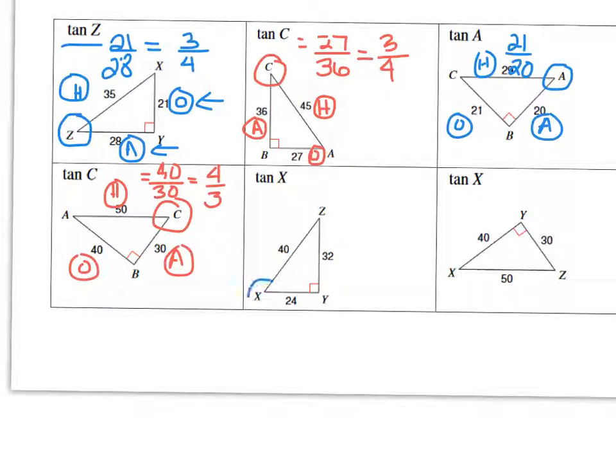Tangent of angle X, hopefully you realize that 32 is the opposite, 24 is the adjacent, 40 is the hypotenuse. So the tangent ratio is going to be that opposite leg, which is 32, over the adjacent leg, which is 24. And that's going to reduce to 4/3. Tangent of X.